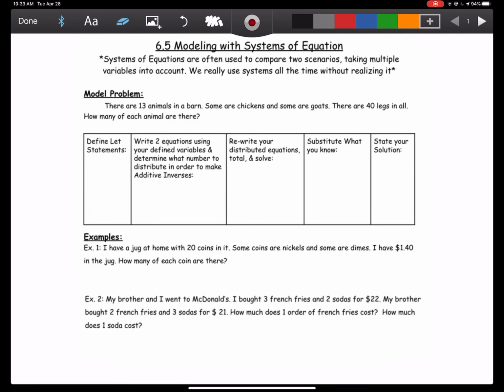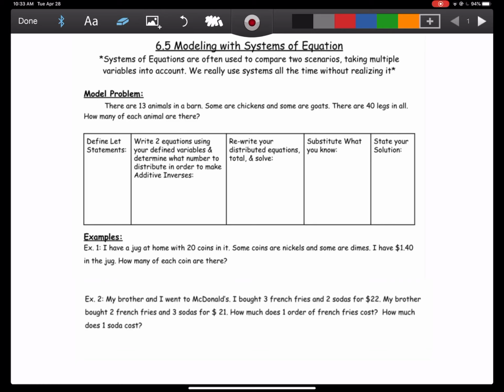Okay, so here are the notes for modeling with systems of equations. Systems of equations are often used to compare two scenarios, taking multiple variables into account. We really use systems all the time without realizing it. If you wanted to figure out whether it would be better to rent or buy snowboarding equipment, that would be comparing a system of equations. And in the end, when you decided the best case scenario, you would have solved that system of equations.